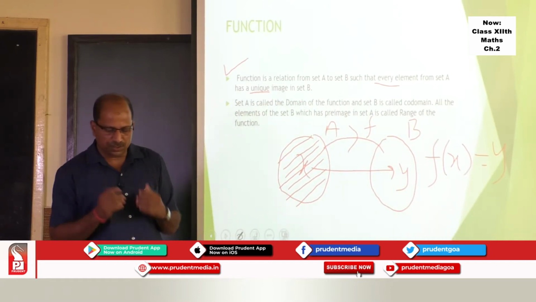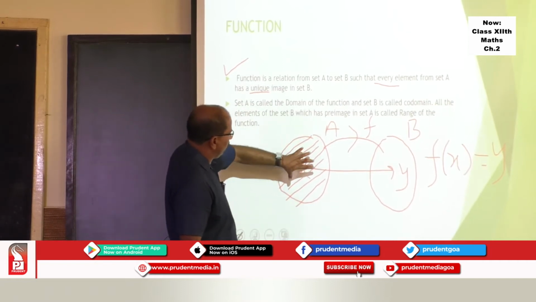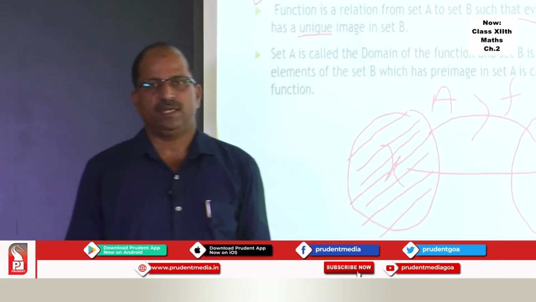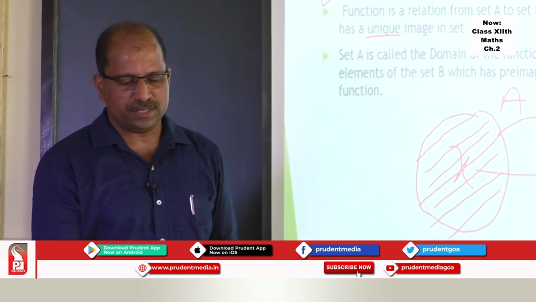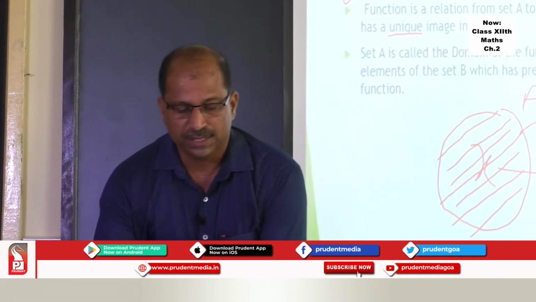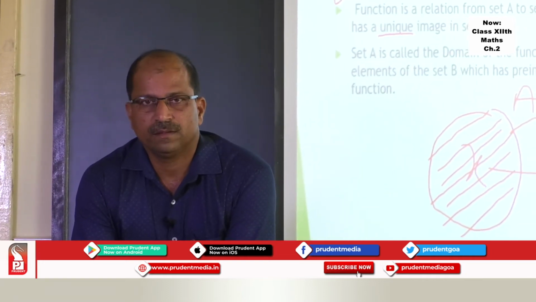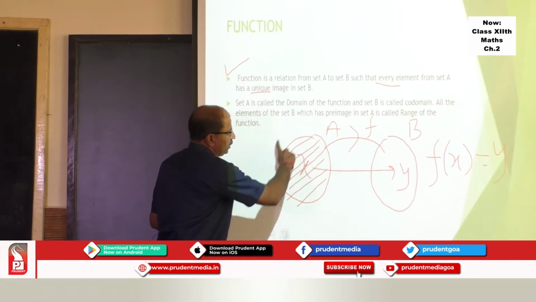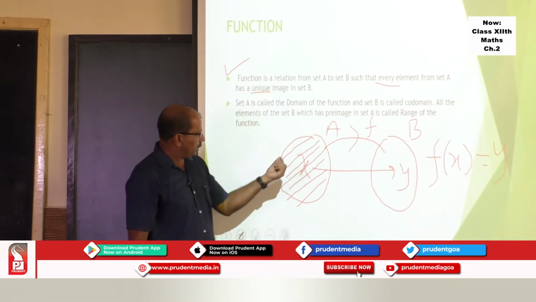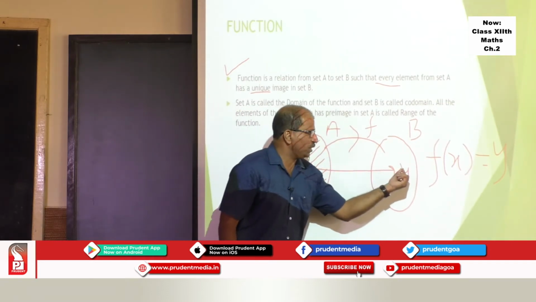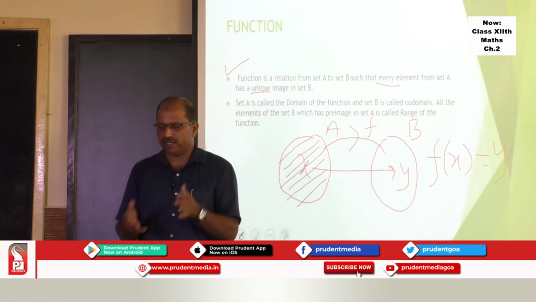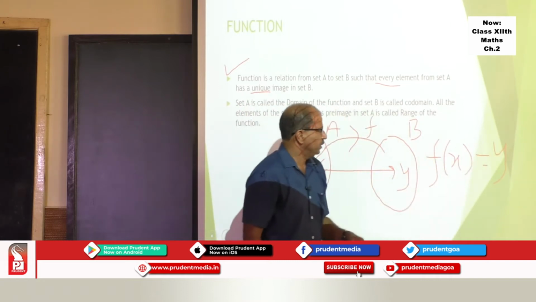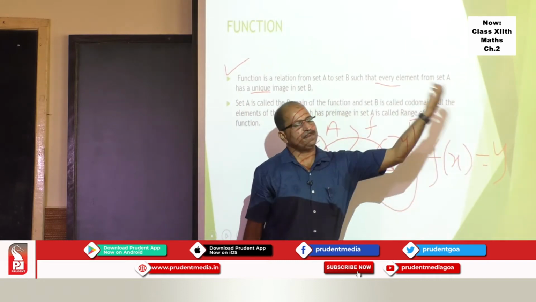So, I think it must be clear to you now. Set A, it is necessary to take every element to form a function, otherwise it will be a relation, because the definition is saying function is a relation. So, function is a relation such that every element from set A has to be taken, and each element will have a unique image in set B, and we write f of X is equal to Y. Y is called the image, and X is called the pre-image of Y.